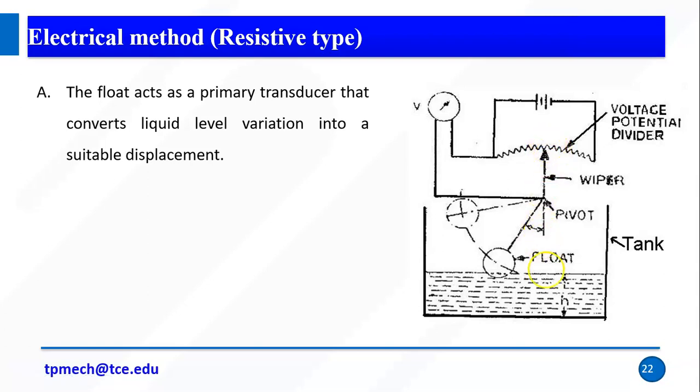So for example, if there is no flow, there is no liquid in the tank, we assume that if there is no liquid in the tank, then this float should be straight. Then this wiper should be in this position, which means there is no liquid. So if the level of liquid or the H increases, the float also is displaced, right? The float also is displaced, it is connected to the wiper, so the wiper also moves. When the wiper moves, it shows some resistance value, right?